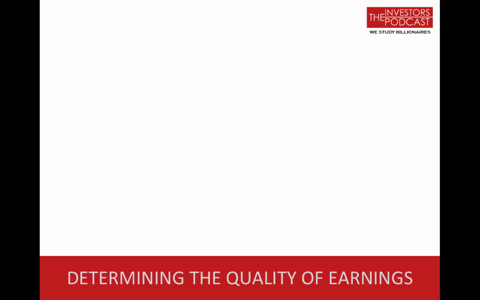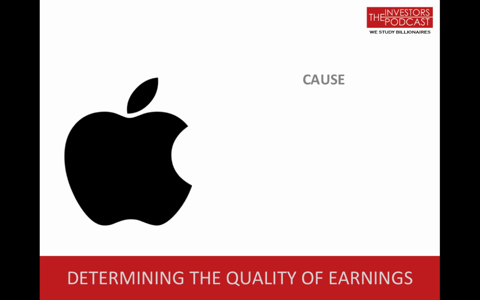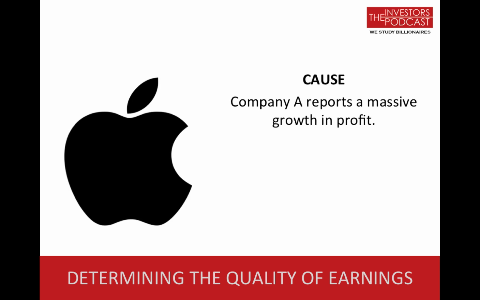So for example, when a company reports a massive growth in profit, and sometimes you'll see this in the news where, call it Apple, had a huge jump in their bottom line profit and it went up 20% or something very large. That should be a really good thing for the company if you were just looking at it on the surface and saying, wow, their net income grew by a lot.